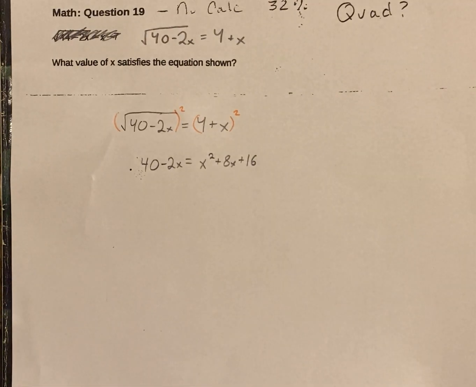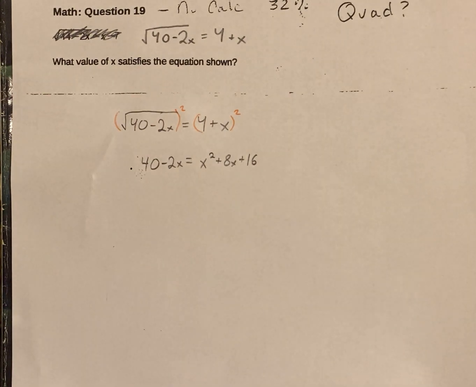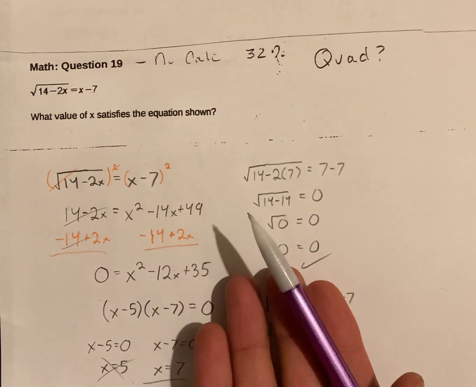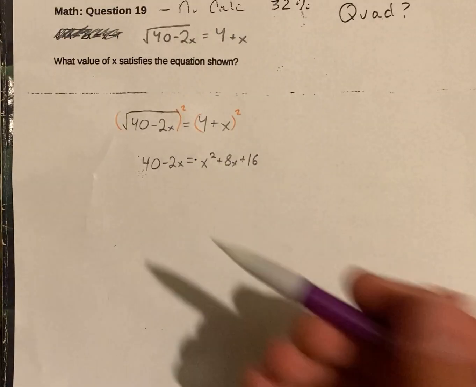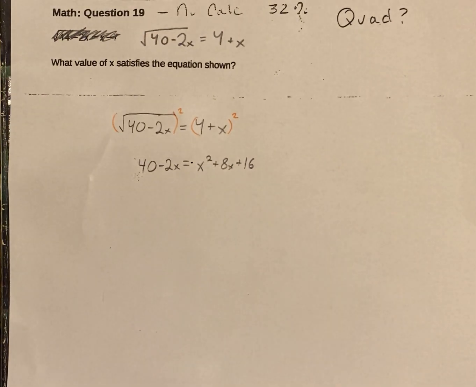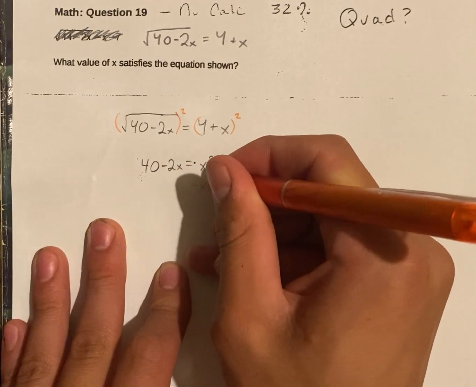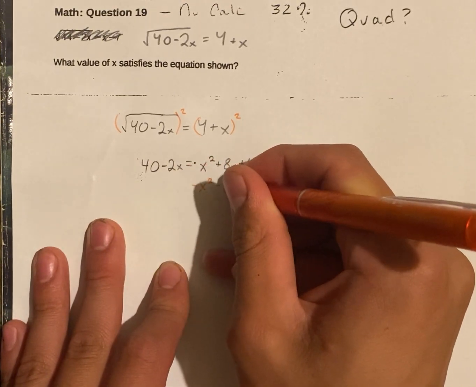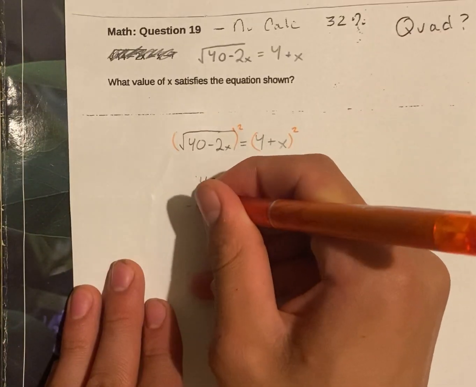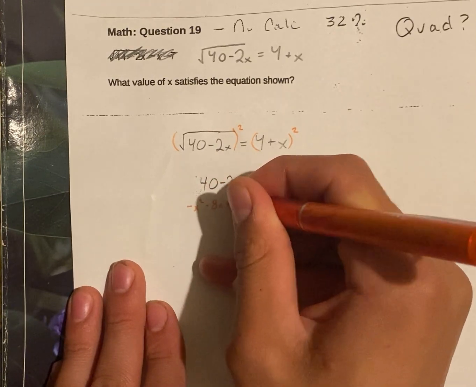All right, now let's bring this all over to one side. Now, in the first example, we brought this side over here. You don't have to do it that way. So in this example, I'm actually going to do it the other way. I'm going to bring the x squared over with everything with it. So what's the opposite of this whole equation? Negative x squared minus 8x minus 16. So let's rewrite that over here. Negative x squared minus 8x minus 16.